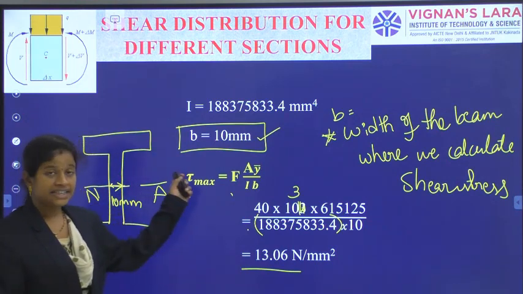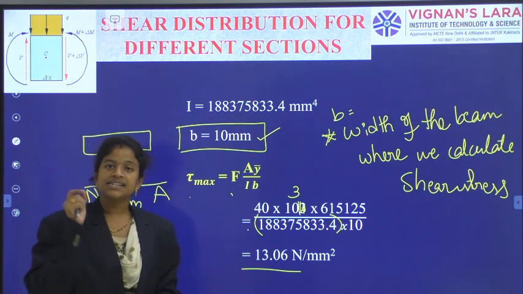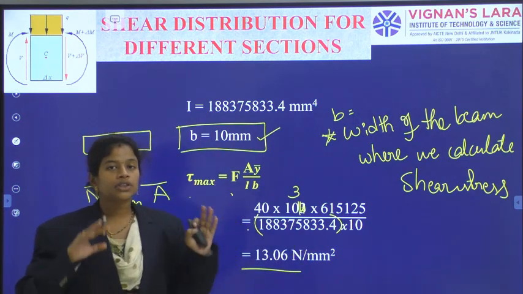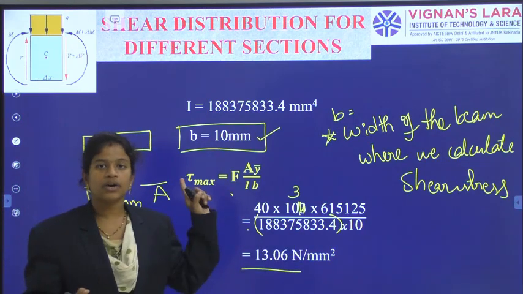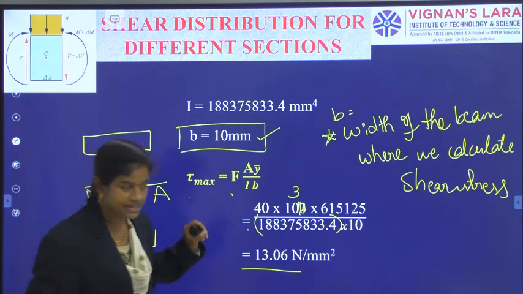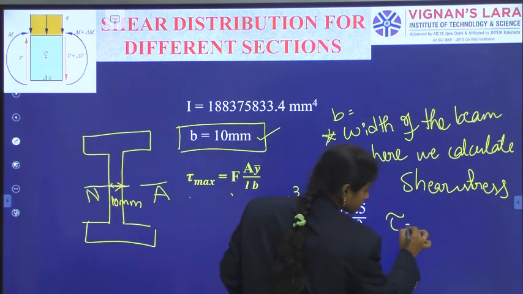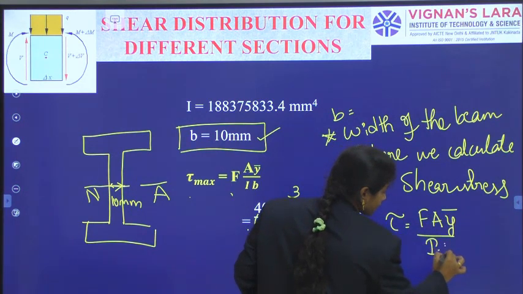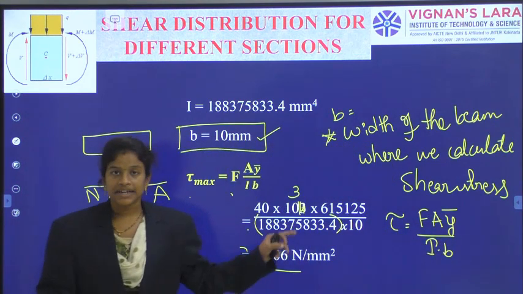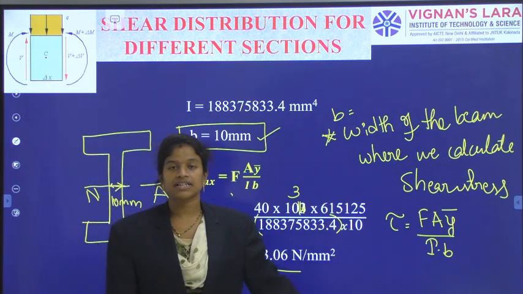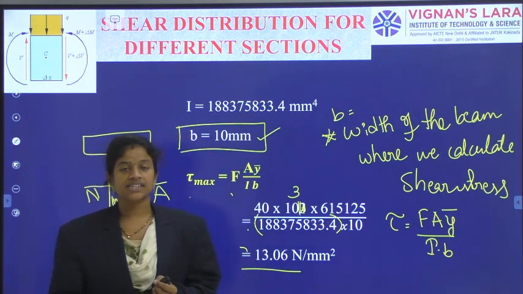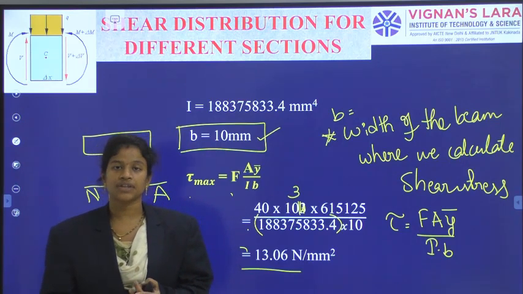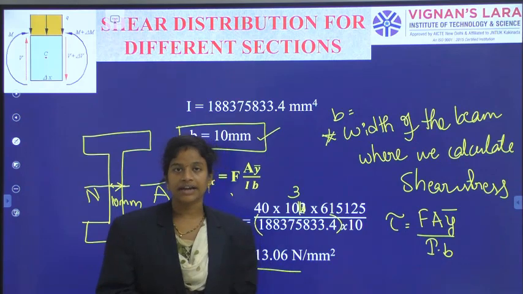Okay, so in this way we have calculated the shear stress at the neutral axis from the basics, without even remembering any formula, only from the fundamental formula, tau equals F A y bar by I into B. So multiplying these terms, I have got the tau answer, where F is the shearing force at the section, A into y bar is the area moment, I is the moment of inertia, and B is the width of the beam.